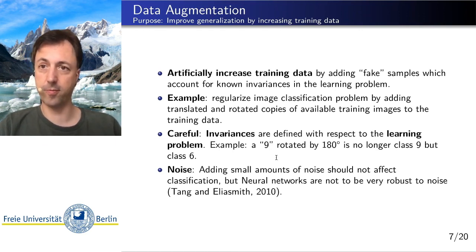And another frequently used type of data augmentation is adding noise. So adding small amounts of noise to an image, let's say, should not affect a classification result. But neural networks are often quite sensitive to addition of a little bit of noise. And therefore it can be quite helpful to introduce some noise in the training procedure to make the classifier less sensitive against that.